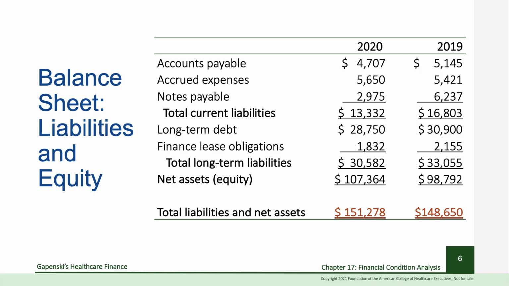We also have the liabilities and equity portion. Remember, the assets are on the left side and liabilities and equity are on the right side, and the purpose of the balance sheet is that it should balance. The accounts payable, accrued expenses, and notes payable show the total current liabilities at approximately 13,000. We also have the long-term debt and finance lease obligations, which give us total long-term liabilities of approximately 30,000. Then we have the equity, which is $107,000. So the total liabilities and net assets equal 151,278 for 2020 and 148,650 for 2019.